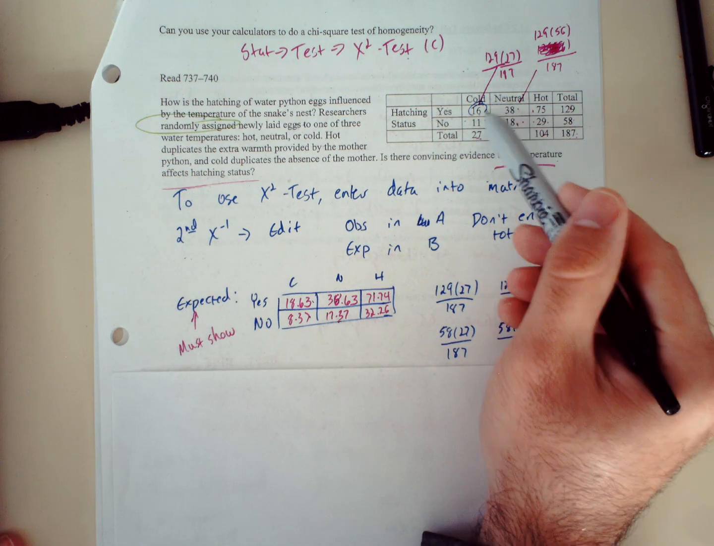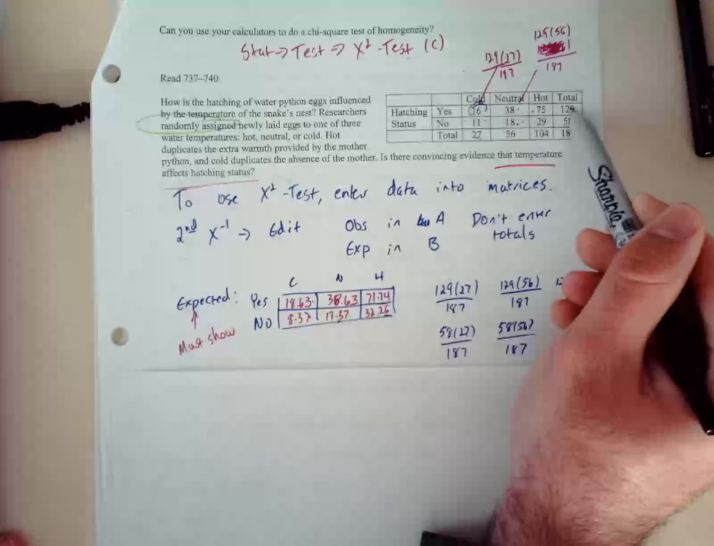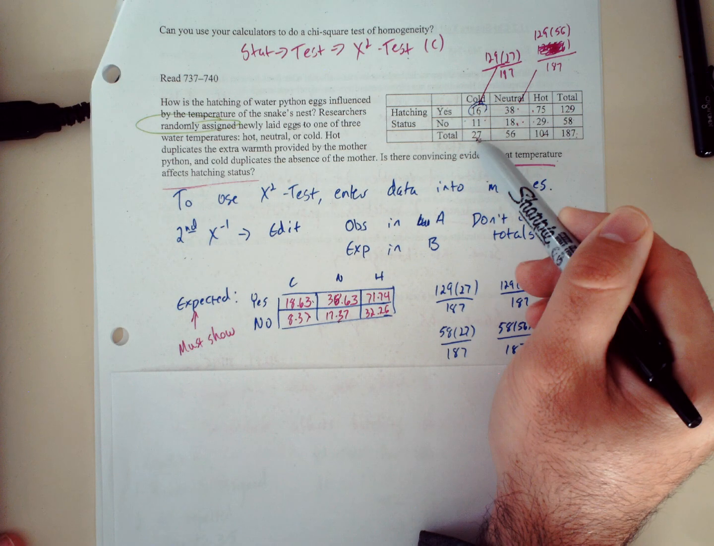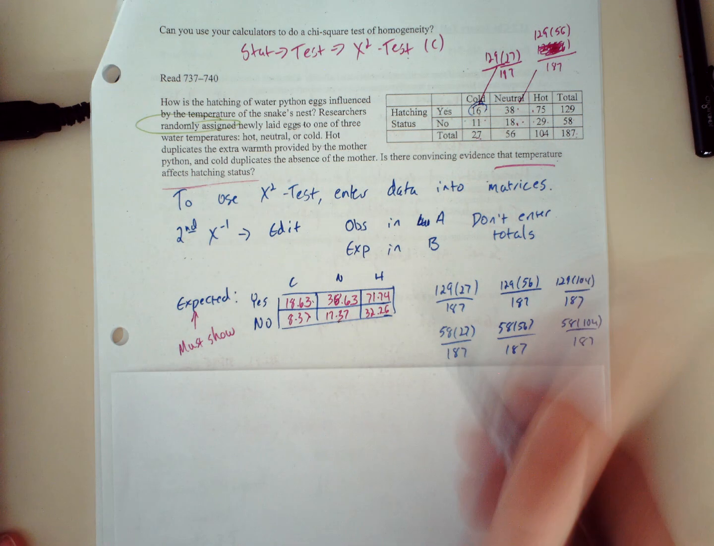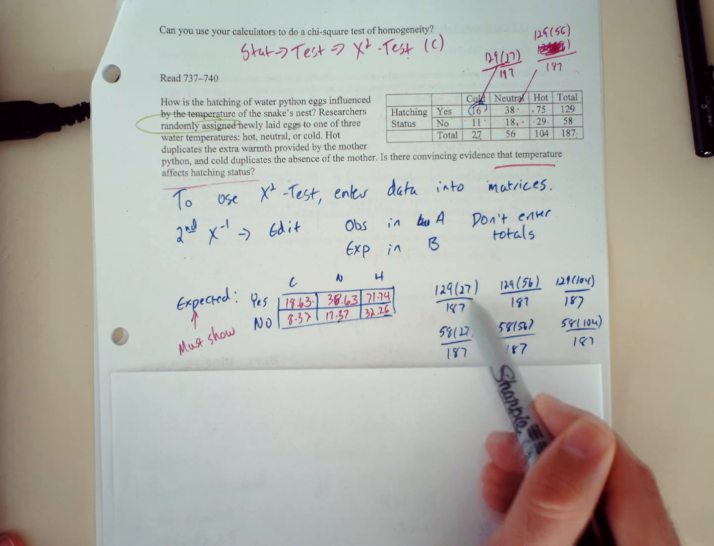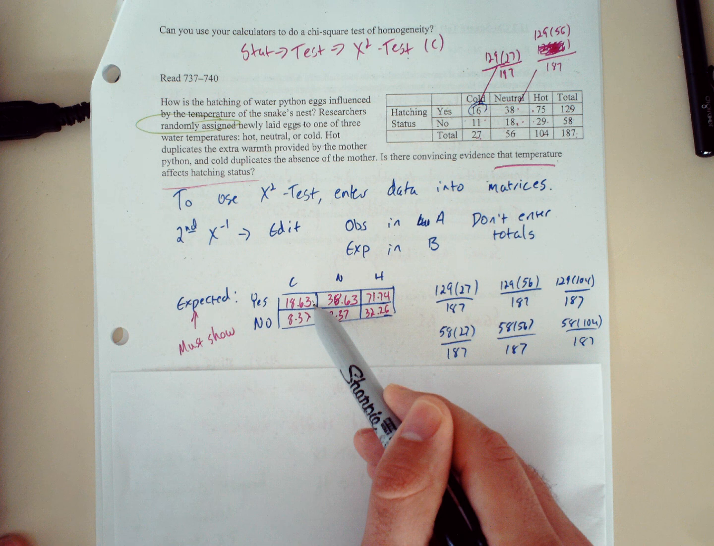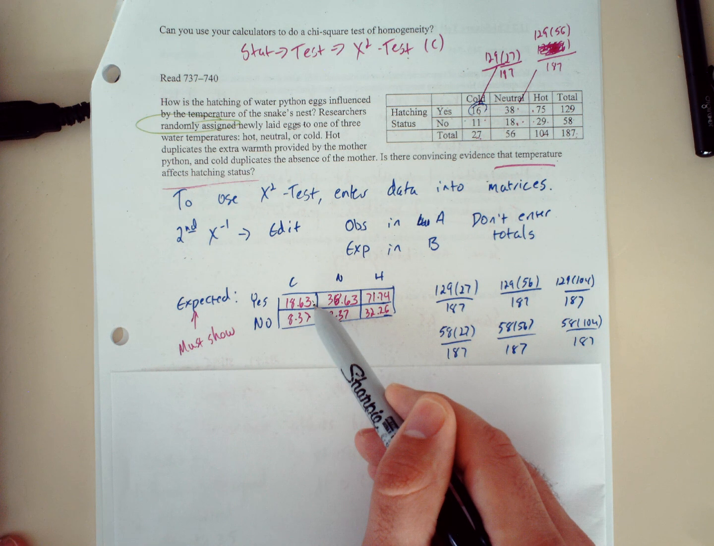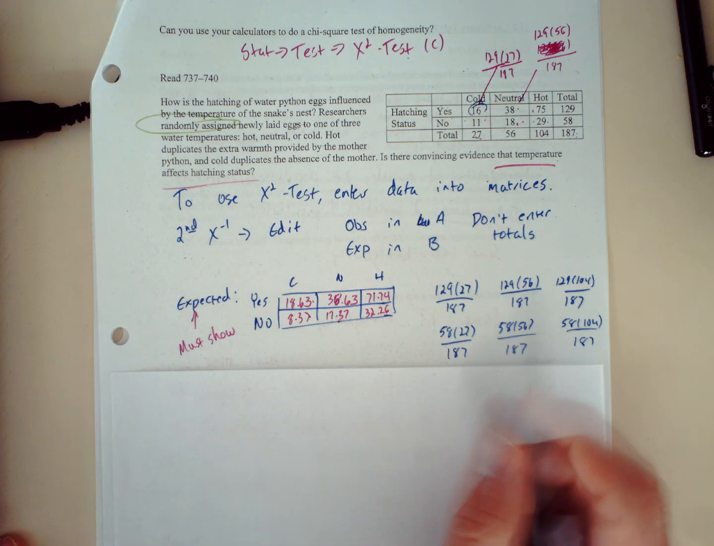So to find this expected count for this cell right here, we're going to take our row total, which is 129, times our column total, which is 27, divided by the overall total, which is 187. And that's the work that I've shown right here. 129 times 27 divided by 187. If I do that, I'm going to get 18.63 as my expected count for the cold and yes. And again, just like expected counts in the past, don't round these to whole numbers.